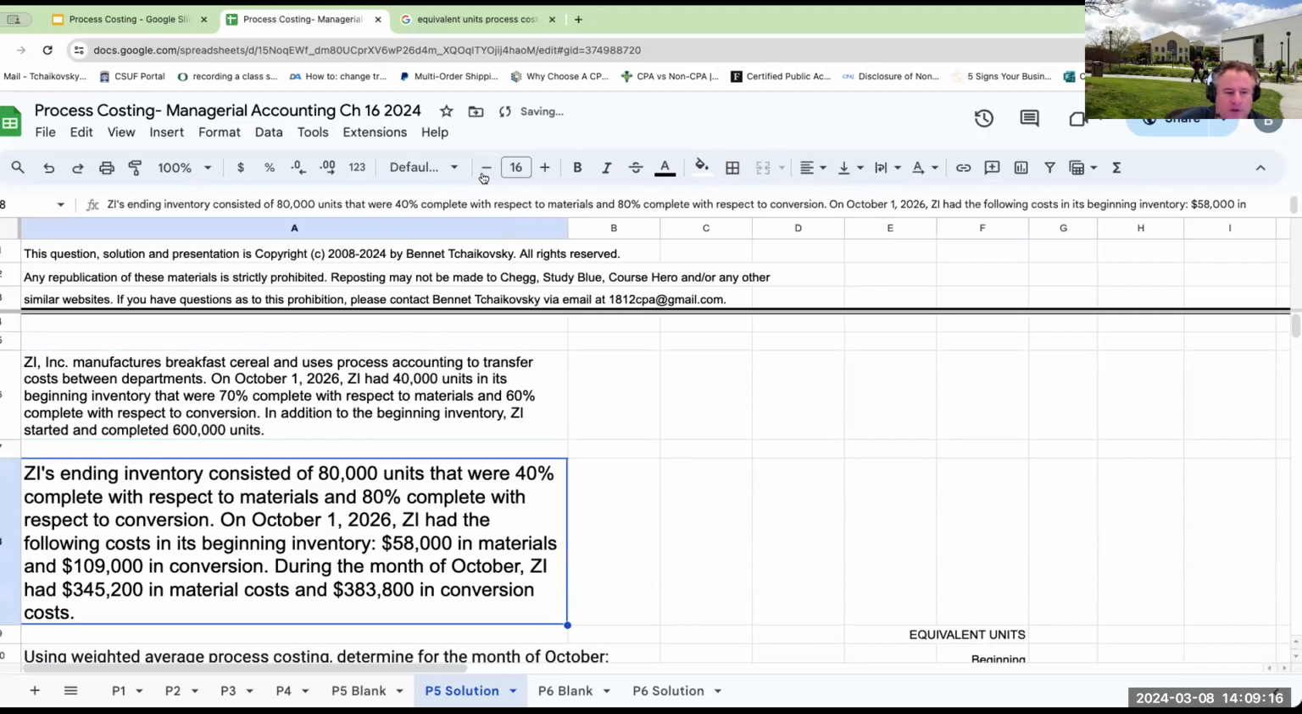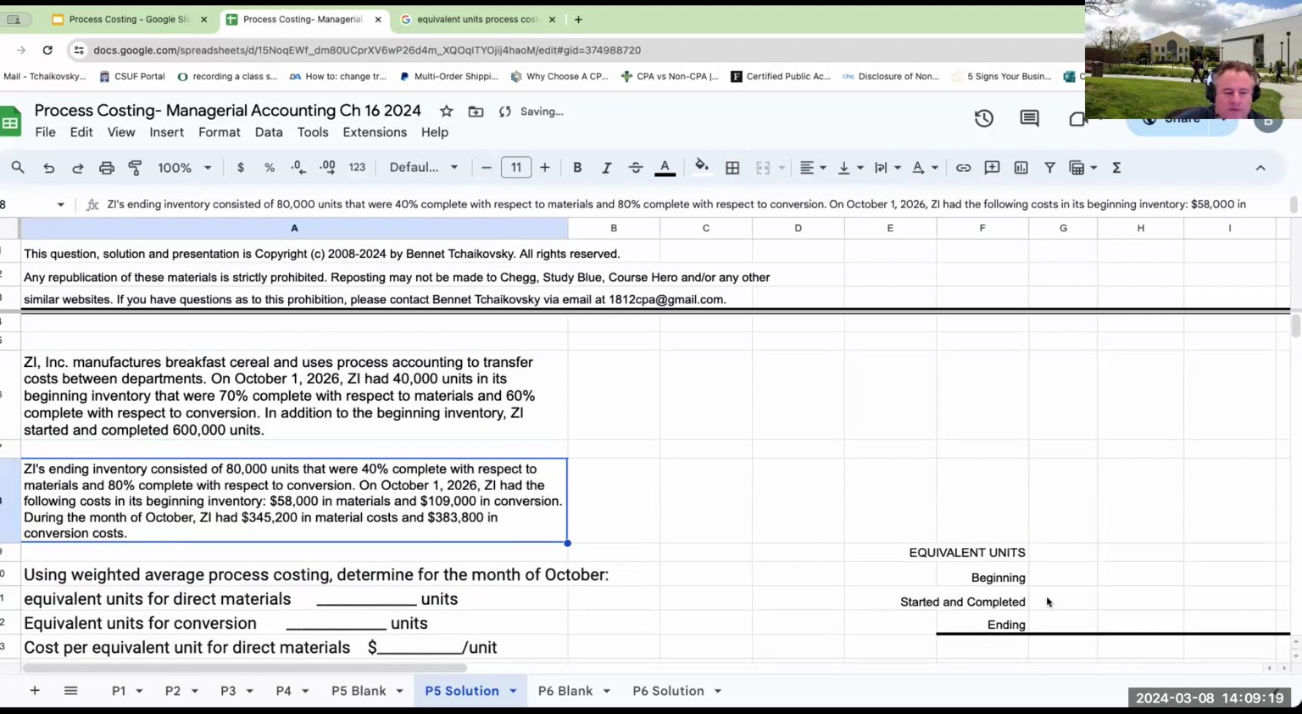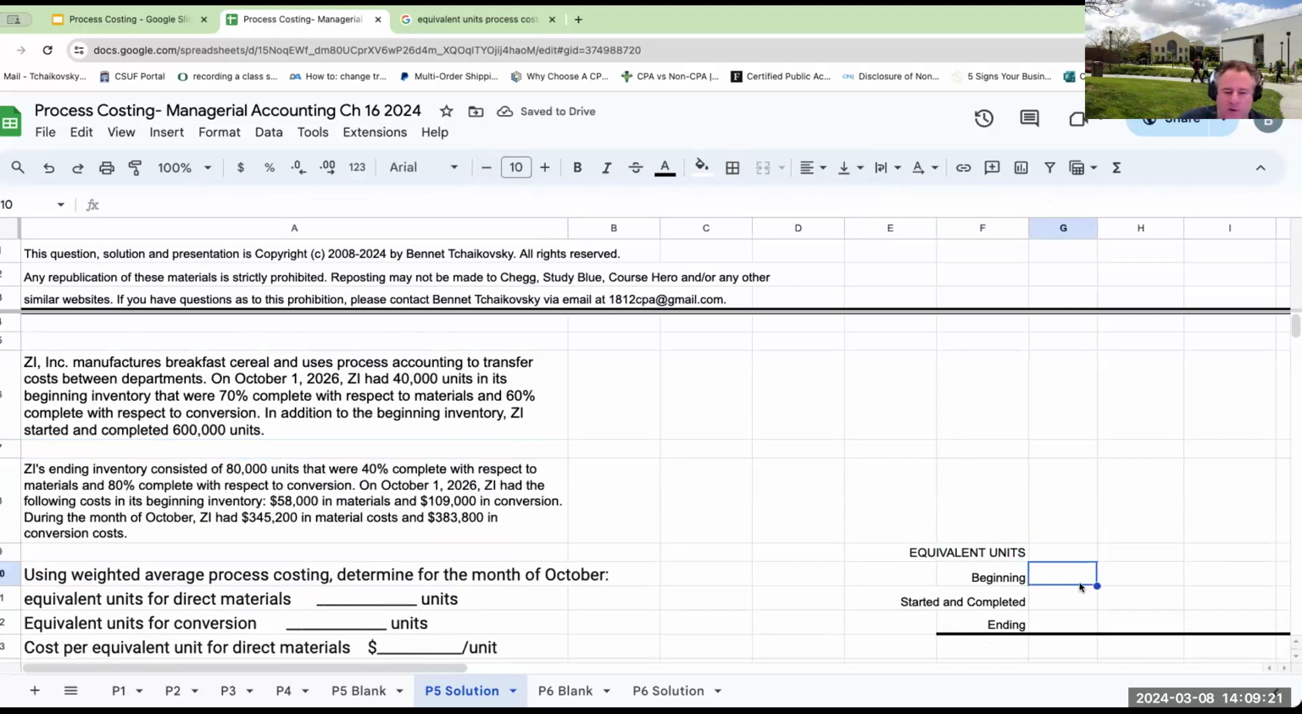If I look at this from an equivalent units perspective, it says over here on October 1st, I had 40,000 units in my beginning inventory. We also started and completed 600,000 units. My ending units consisted of 80,000 units.